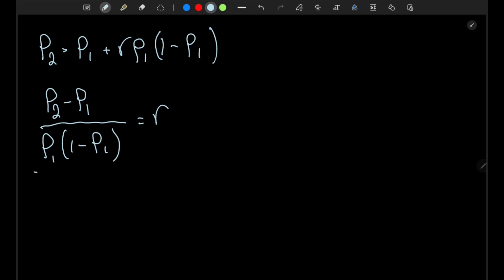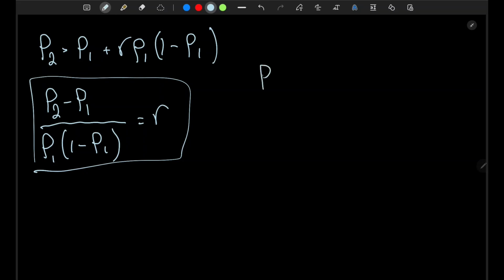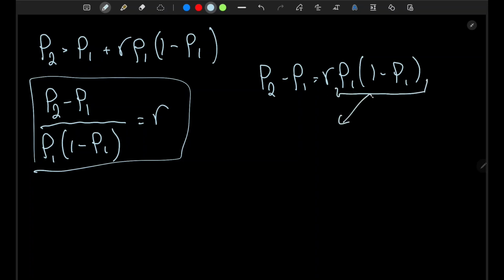And I'll do this one in two steps here, just in case that was a bit fast. So let's do the first step here, where we move the p1 over. So we have p2 minus p1 is equal to r p1 (1 minus p1). And so now we see on this side, we move this whole thing down across. So then we're going to have p2 minus p1 divided by that whole thing that we moved over.